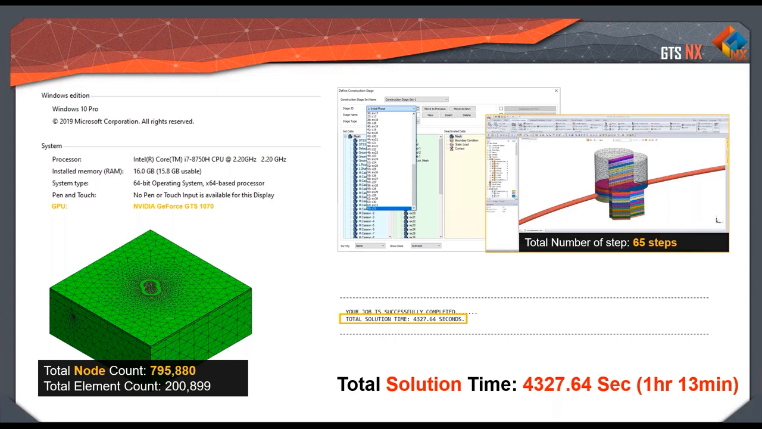On the left-hand side, you can see my PC specification here. And GTS NX is prepared to use an NVIDIA graphics card for reducing the analysis time. So with my PC specification, I can finish the analysis within 1 hour, 30 minutes. And based on the feedback from our users, we have realized that this analysis speed is very fast compared with other analysis software.